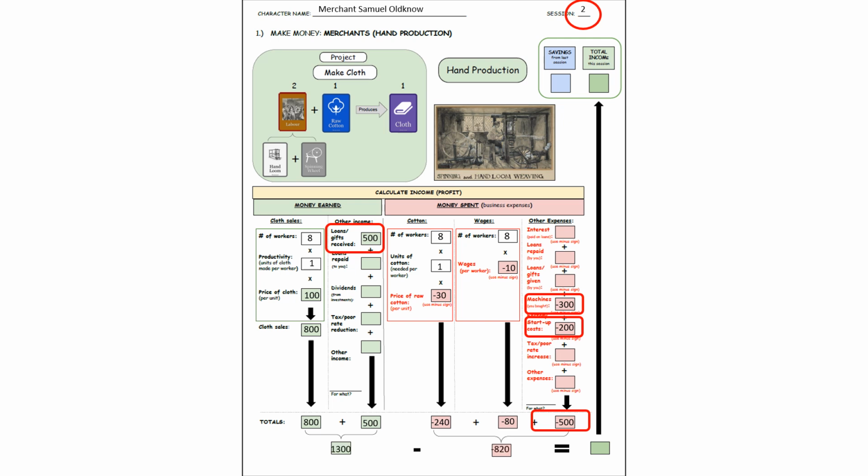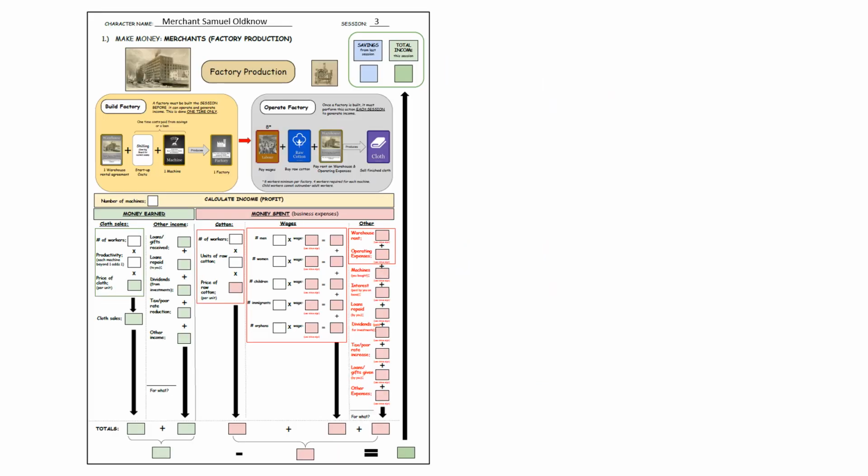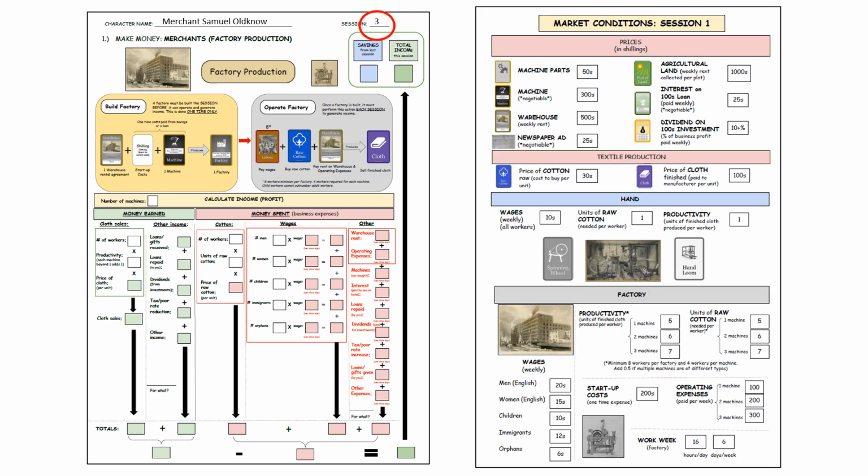And in the end, they end up with the same amount of money that they did before, 480 shillings. So now this is what happens when the factory is actually operational. And this really does require the Market Conditions Board. So now we're operating a factory.